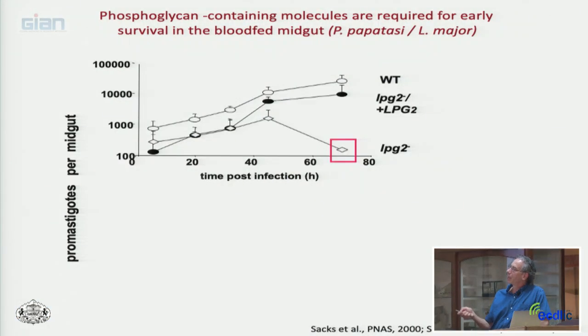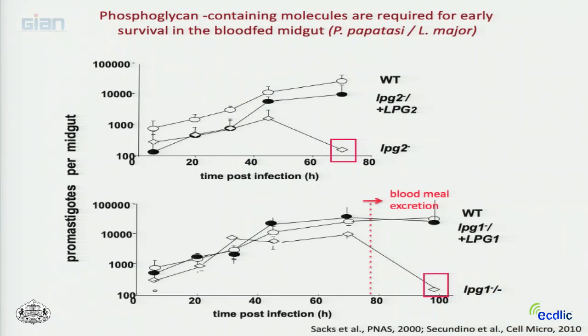So putting these through flies, if we look at the LPG2 mutant, these mutants grow well enough. These are artificially membrane-fed sandflies seeded with these different promastigotes from these different mutants. The LPG2 mutant will grow well enough until around 2 to 3 days, at which point they're all killed, or the majority of them are killed. So the blood meal is still present in these flies at this time.